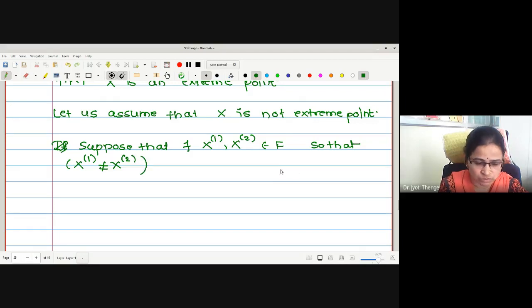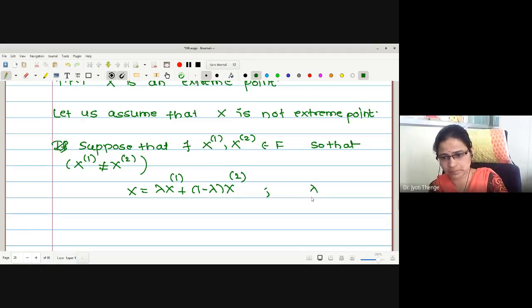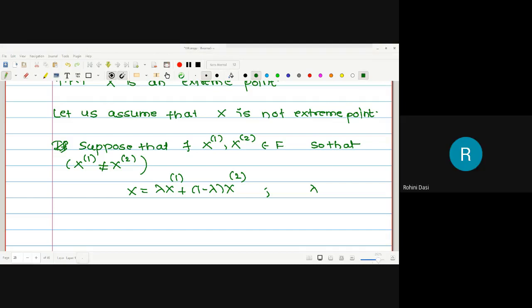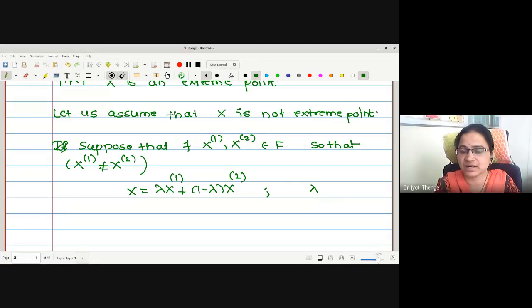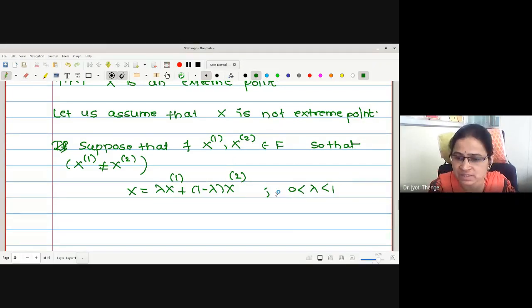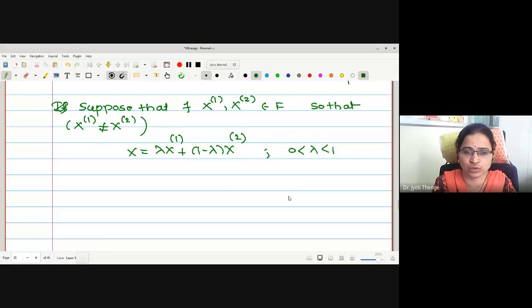So that x is equal to lambda x1 plus (1 minus lambda) x2. What is the restriction on lambda? It is strictly greater than 0 and strictly less than 1. For an extreme point, we write strict inequalities because we don't want x to be a boundary point. We want this to be an inner point of the two points, so it lies between the two points x1 and x2. Is that clear to everyone?